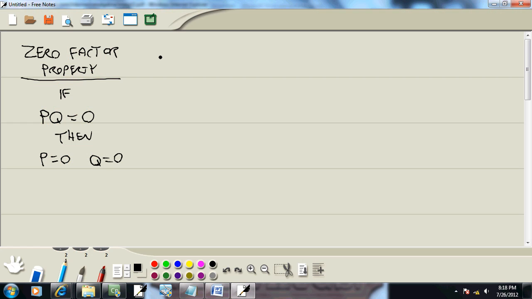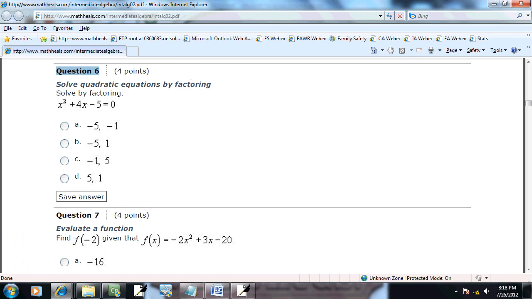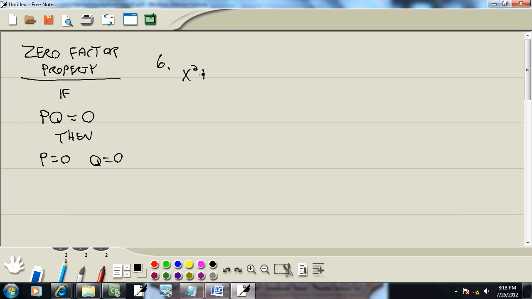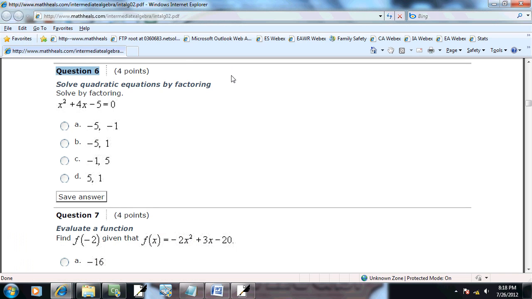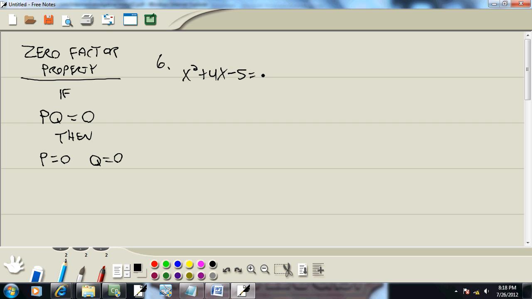Now let's take a look at this one. Number 6. We got x squared plus 4x minus 5 equal to 0. The reason why I like this name so well is it tells you exactly what to do. It says get 0 on one side. Well, we got that. Factor. That says factor the other side. So we're going to factor this. This is the PSD method.